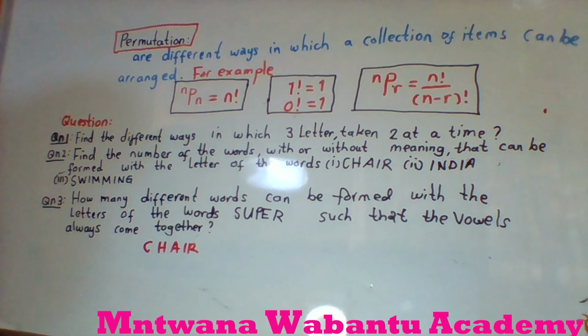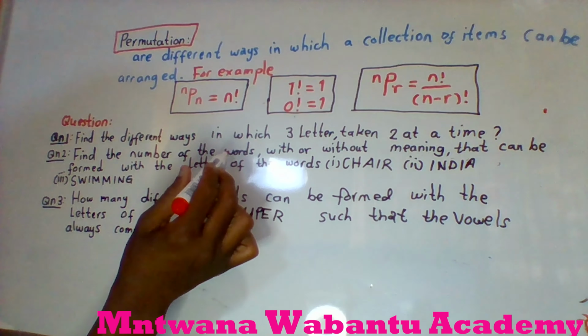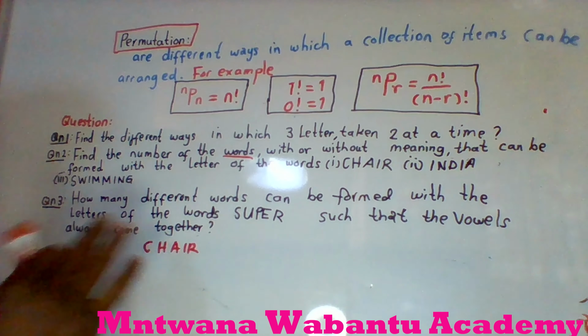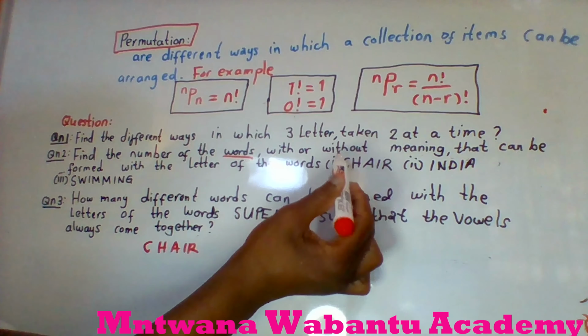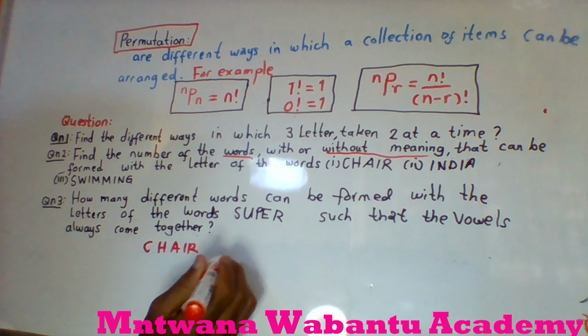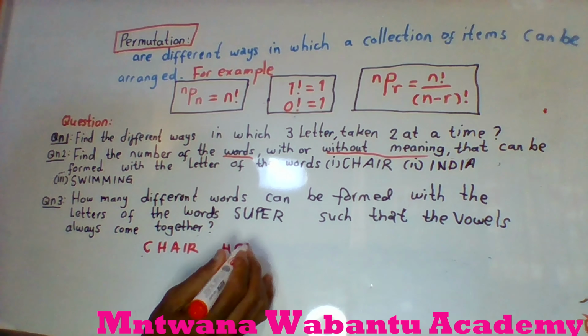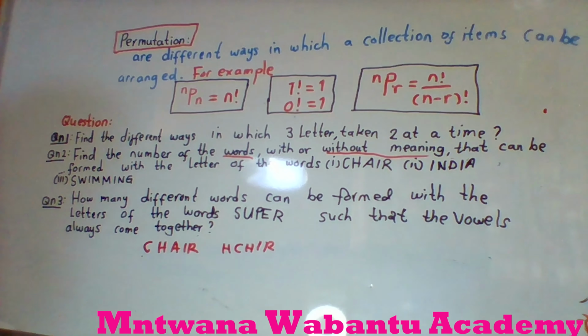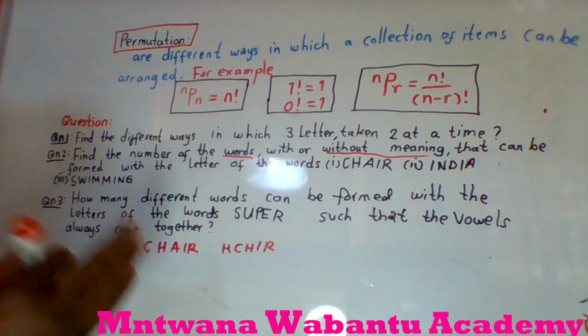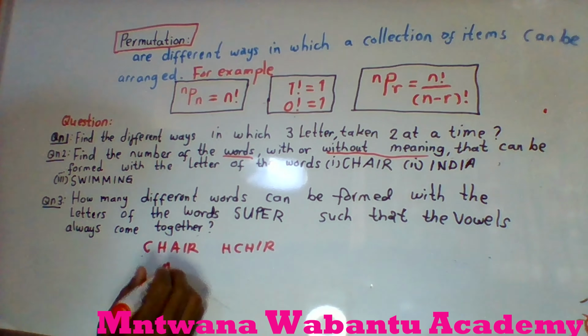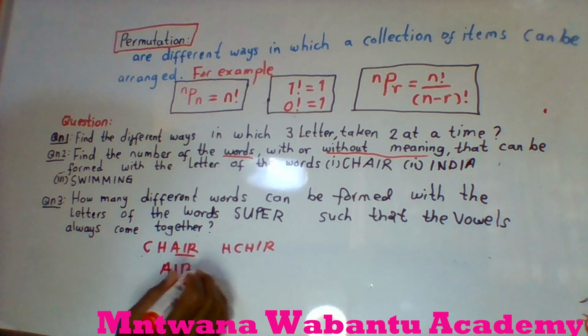So since it's about different ways, find the number of words. So we want to see how we can rearrange. Even without meaning means, let's say we decided to start with H, it could be C, H, A, I, R. It works. Why do we say it works? Because they say even if it doesn't have any proper meaning, that's another way of arranging. Or we could start with A, I, R, C, H.